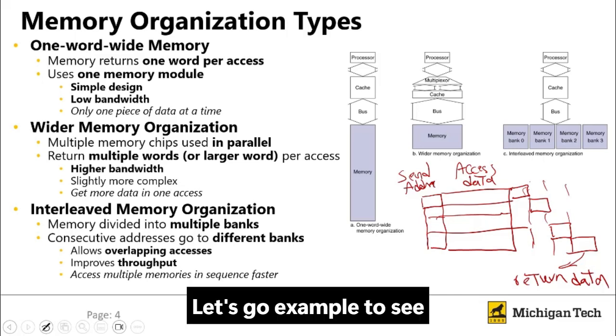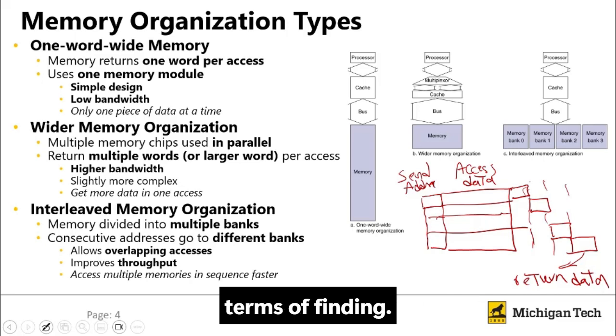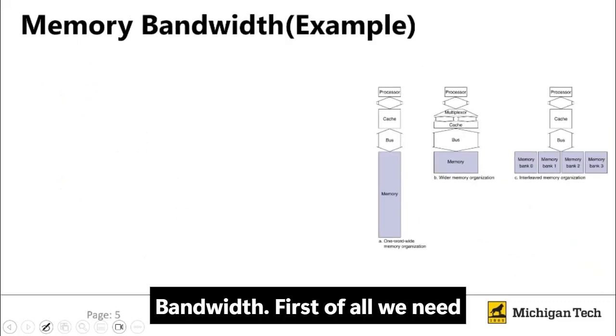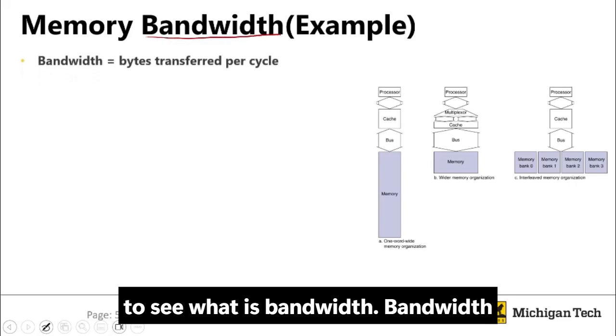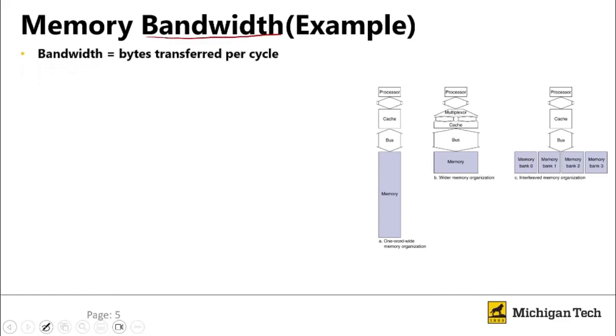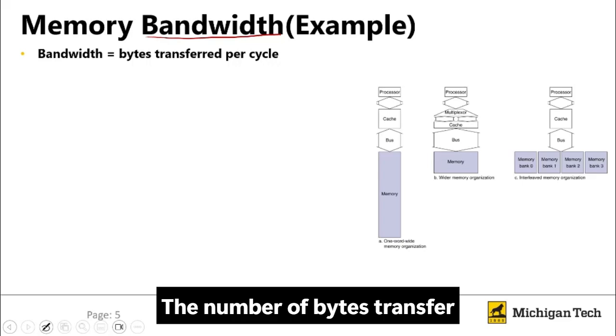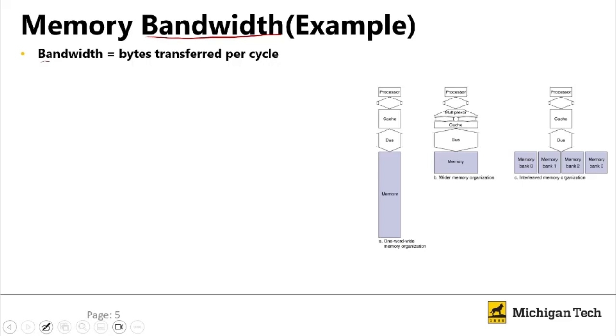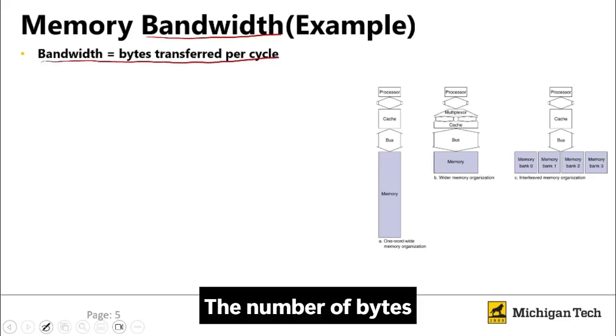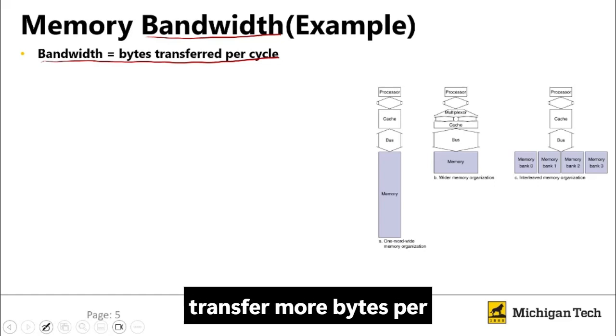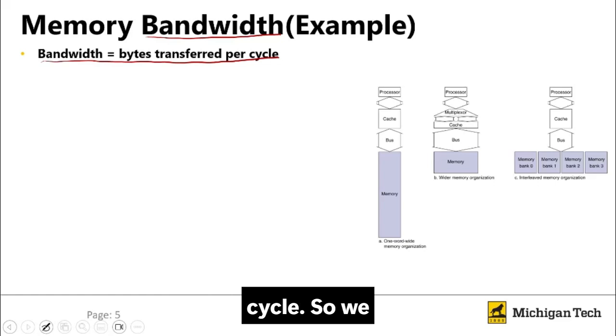Let's go through an example to see how these work in terms of finding bandwidth. First of all, we need to see what bandwidth is. Bandwidth is the number of bytes transferred per cycle. If we increase this, it's better. It's faster to transfer more bytes per cycle.